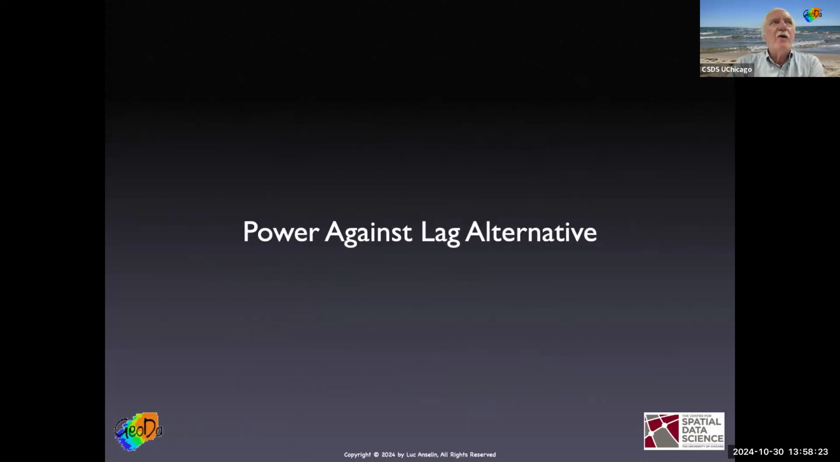First, we look at the power against a lag alternative. So what I'm going to do is generate data for a spatial lag model. I'm going to slowly change the value of rho. For each value of rho, I'm going to run 1,000 of these experiments, look at my test, and record whether the test rejects the null or not at a given p-value, right? It's always at a given p-value.